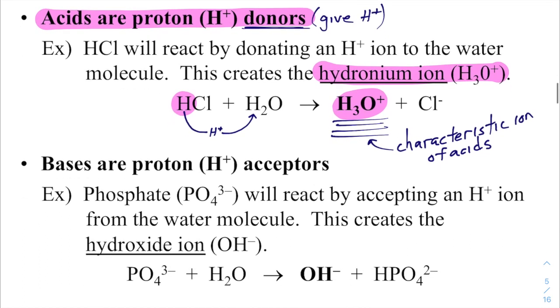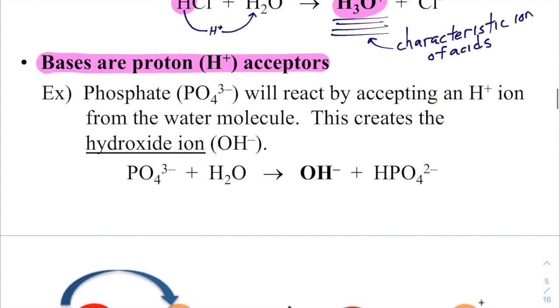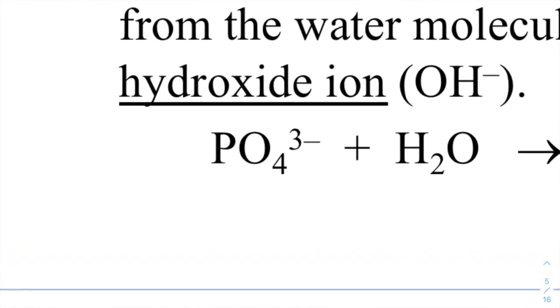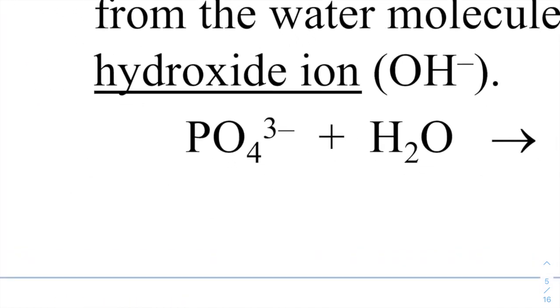Now, since acids are proton donors, and I told you that acids and bases are essentially opposites of each other, that means that bases are going to be proton acceptors. So they will receive a proton from something else in solution. If we look at this example down here, we have a phosphate ion in solution, PO4 3-, and it's in water. Since it's a base, it's going to act like a base, which means it's going to accept.